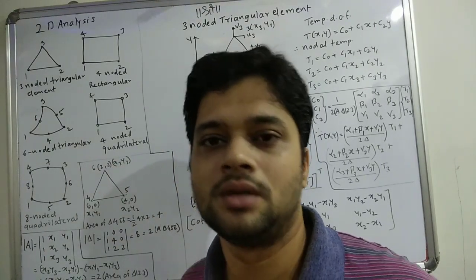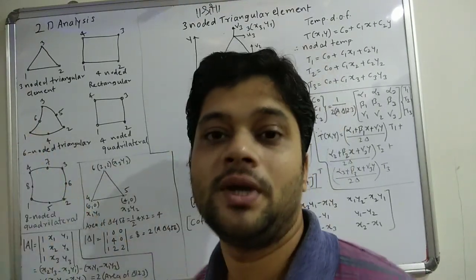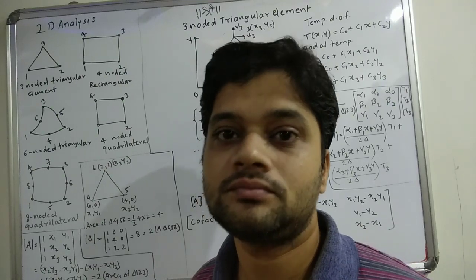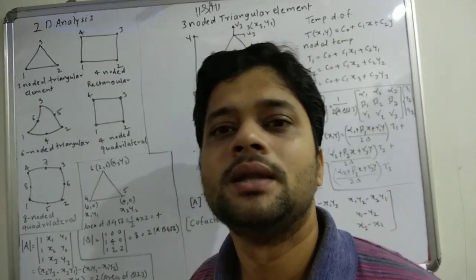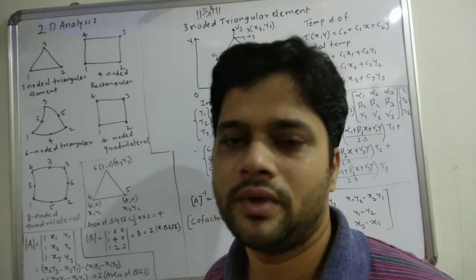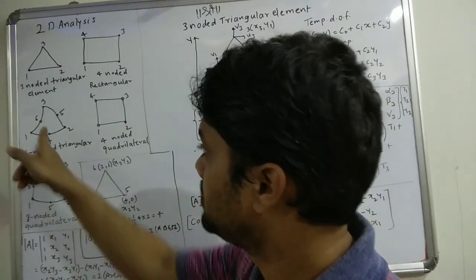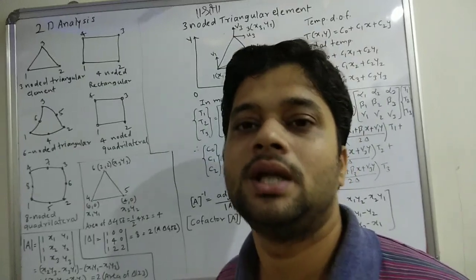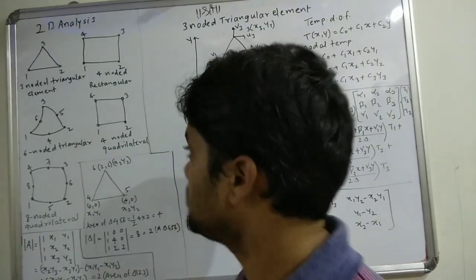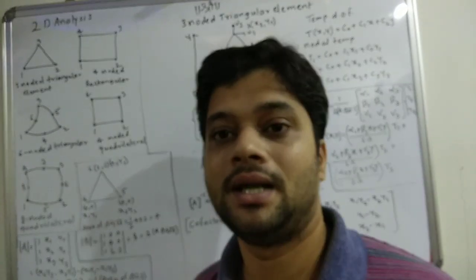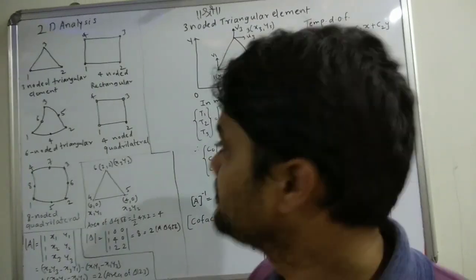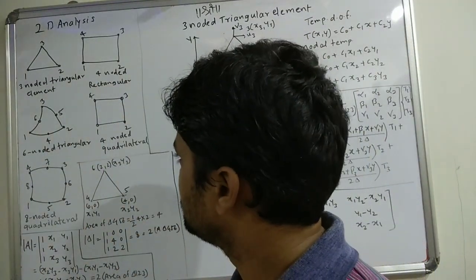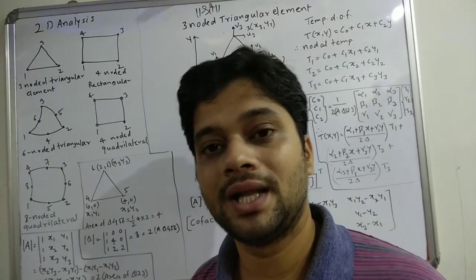The benefit is I can use such a type of element in complex geometries where curvatures are involved, because the edge of the element can attain a second degree or quadratic curvature. Similarly, I have a 4-noded quadrilateral element.